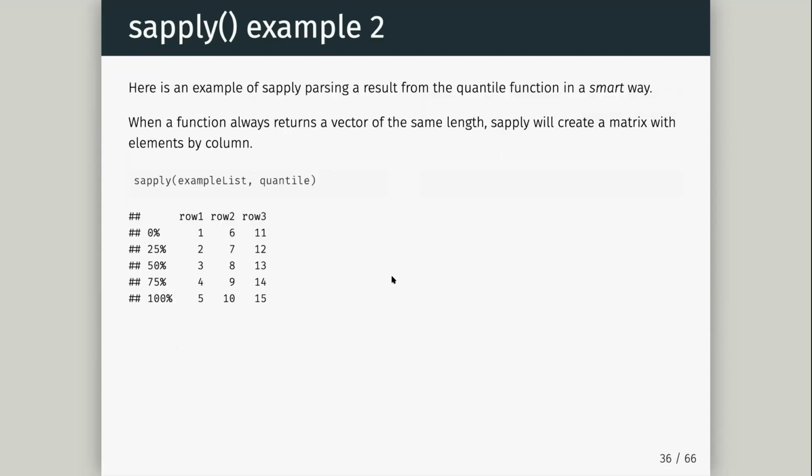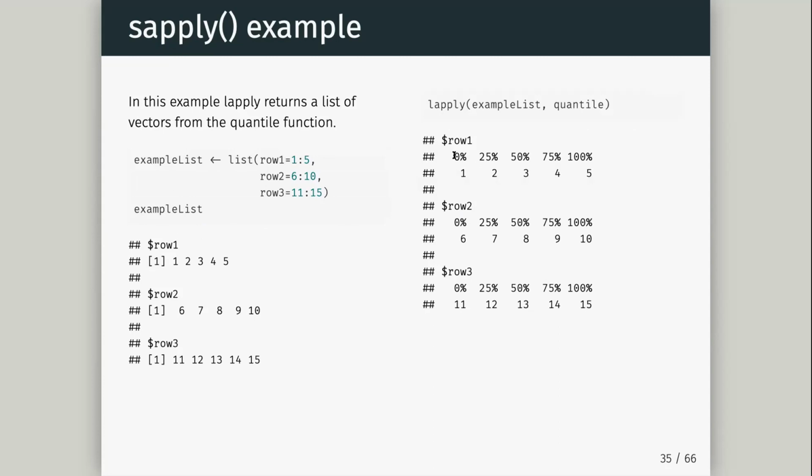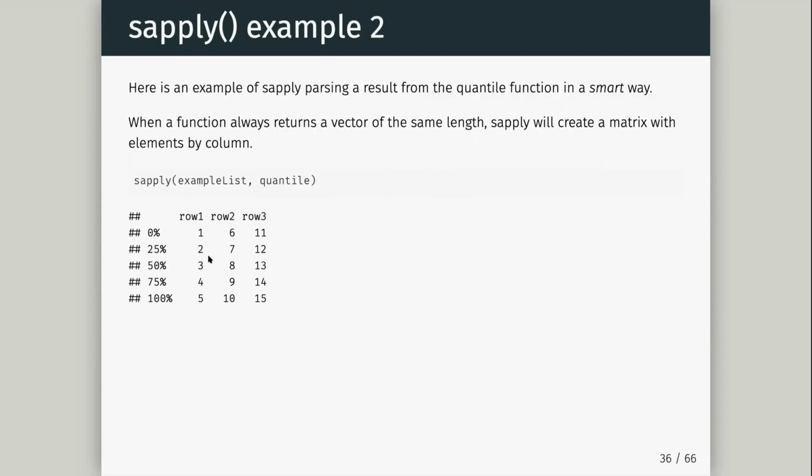If I apply sapply here, it actually does something kind of clever. It's put it straight back into a matrix. So I do sapply, I give it quantile, and it knows that these things could be turned into a matrix where the columns are the rows. It's assigned my row names there based on the results from here. So sapply will try and start by giving you back a table.